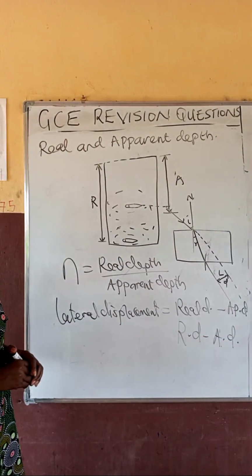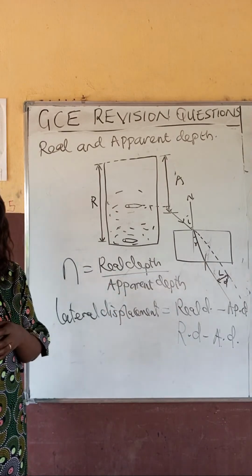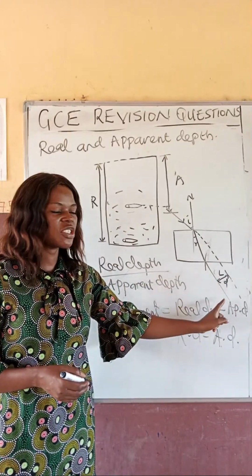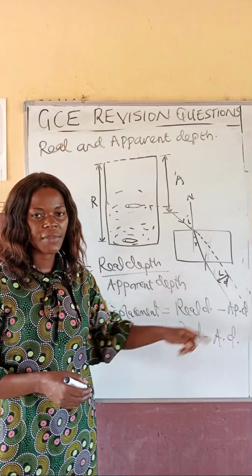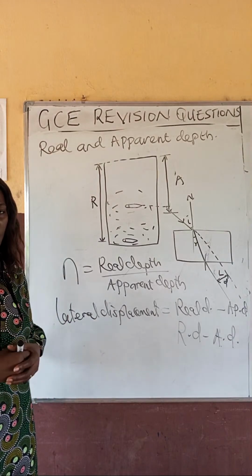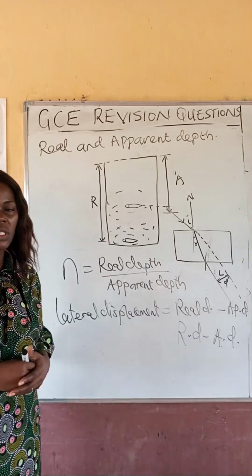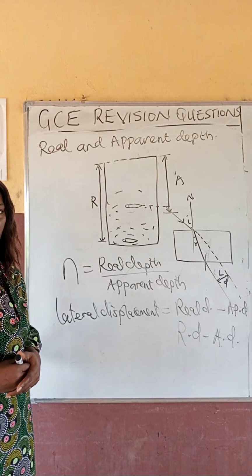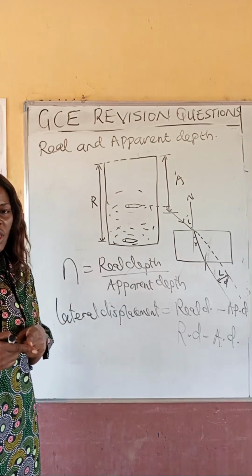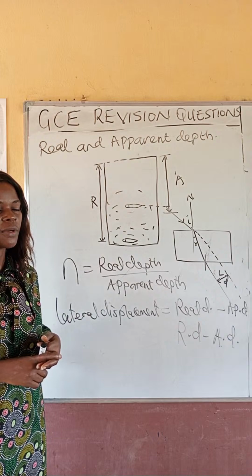Is that clear? For you to know how far it has displaced through the glass, that is lateral displacement. By extending this incident ray and the emergent ray, you can see the distance between them. That gives you a lateral or upward displacement, or actual displacement. So the formula is real depth minus apparent depth. If you get the real depth and get the apparent depth, you can get the difference between them. That will give you the lateral, or the upward, or the actual displacement. Is that clear? Right.